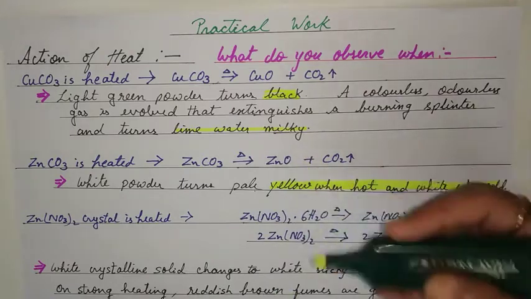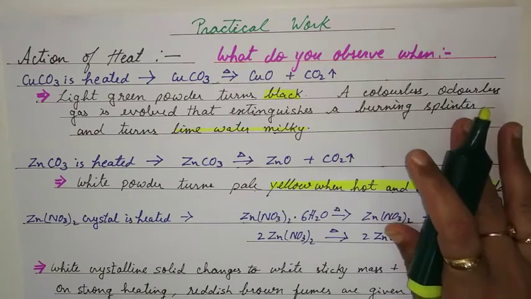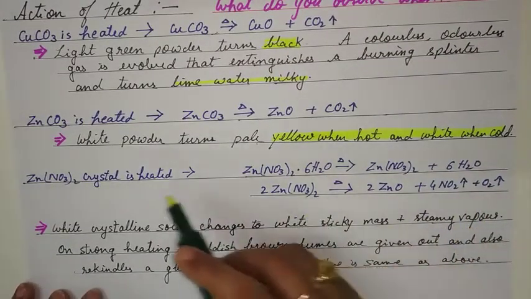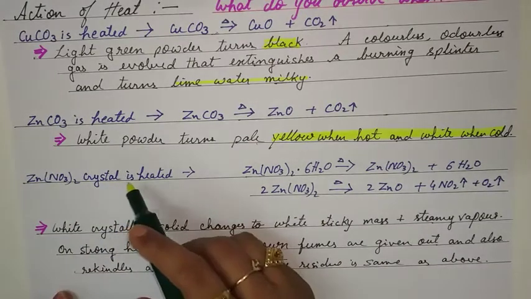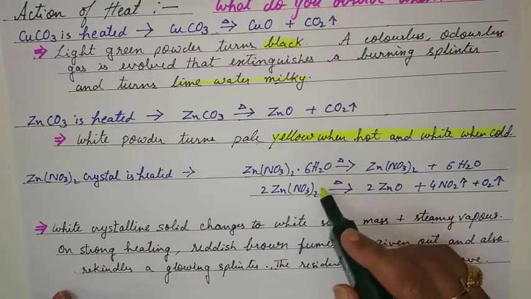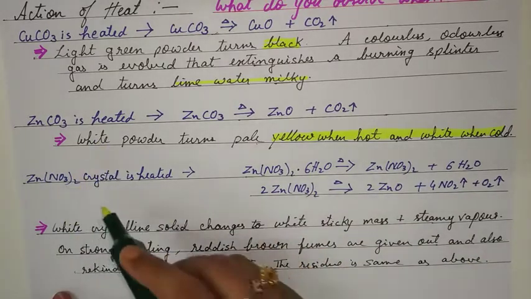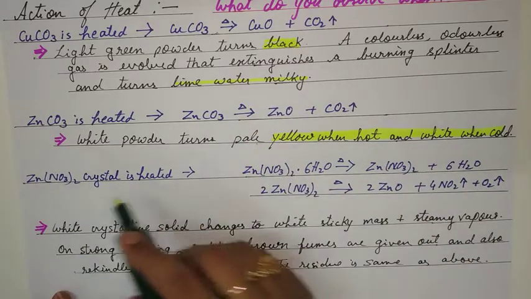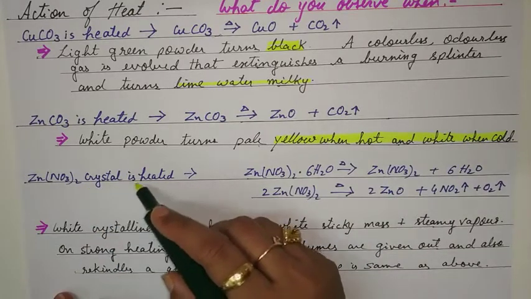So if you say it once or twice, I am sure you will have learnt it by the end of the day. Okay. So the next type of question is, what do you observe when zinc nitrate is heated? If it is a crystal, because it is mentioned, there can be a question asking only when zinc nitrate is heated. There can be a question asking when zinc nitrate crystal is heated. Here the question is zinc nitrate crystal is heated.